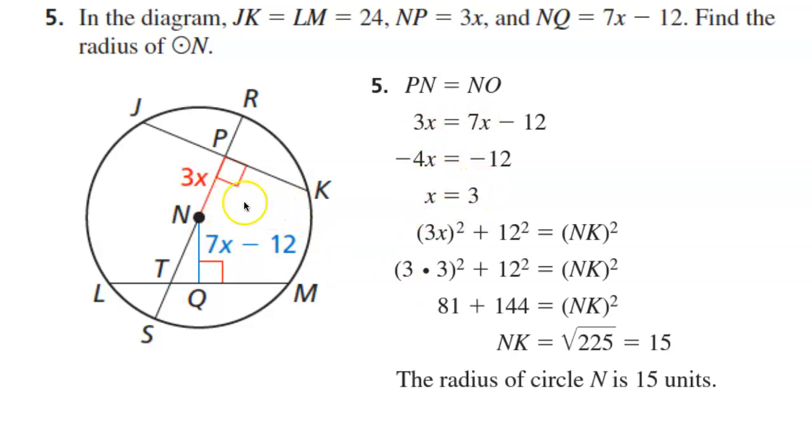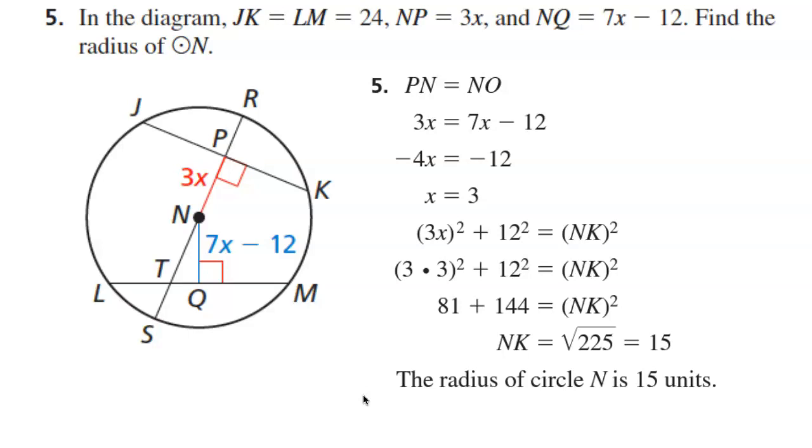We'll take that 3 and put it right here. 3 times 3 is 9. So I have a leg that's 9, and I had a leg that was 12. So by Pythagorean theorem, 9 squared plus 12 squared equals this hypotenuse right here squared. Well, that ends up being 81 plus 144, and that equals 225. So the square root of 225 gives me 15. So I'd have a 9, 12, 15 right triangle. And the radius of the circle would be 15.